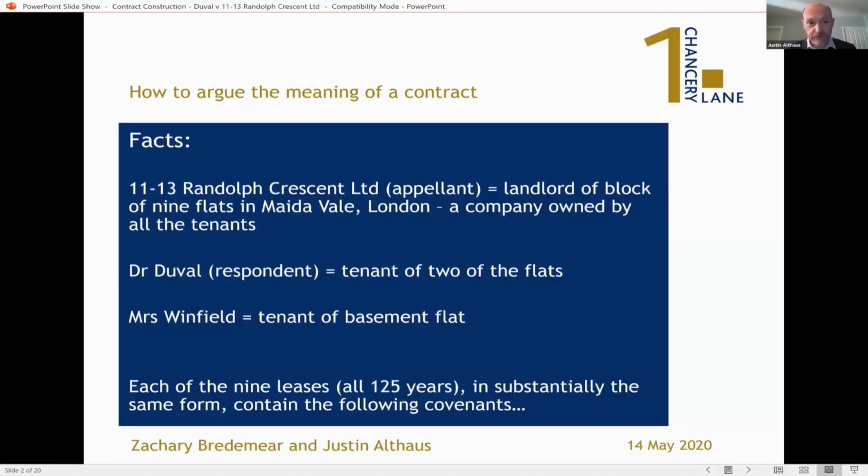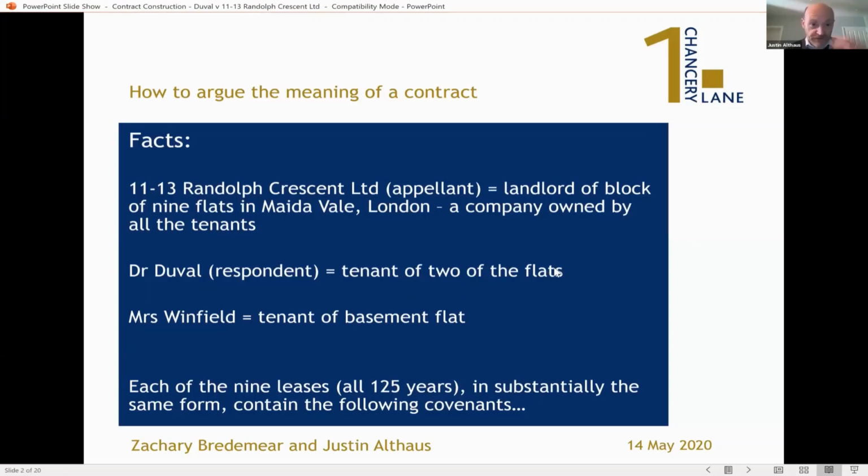Randolph Crescent, Maida Vale in London. That company is owned by all the tenants in the flats. Dr. Julia Duval, the respondent, is the tenant of 2 of the 9 flats, and Mrs. Martha Winfield is the tenant of one of them, the basement flat at number 13. Each of those 9 leases, they're all 125-year leases, they're long leases, they're in substantially the same form, and they contain the following relevant covenants.